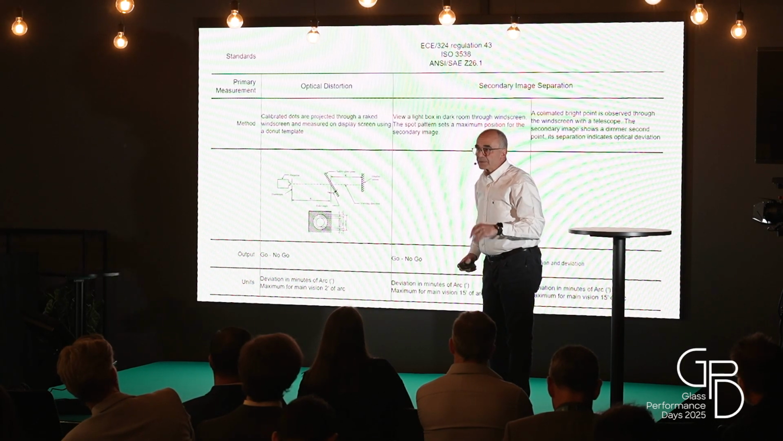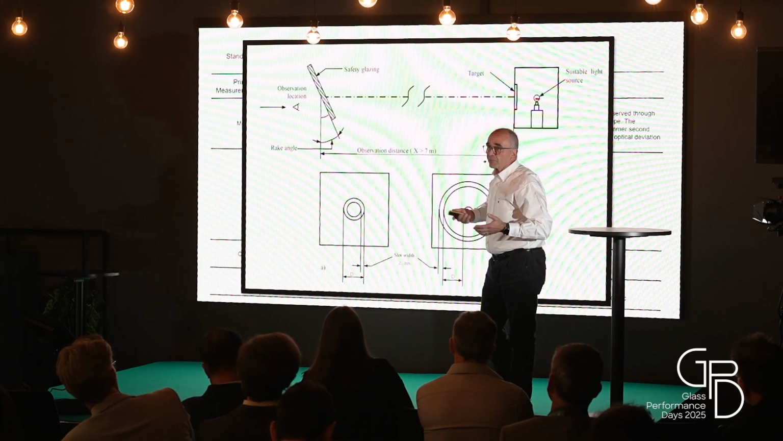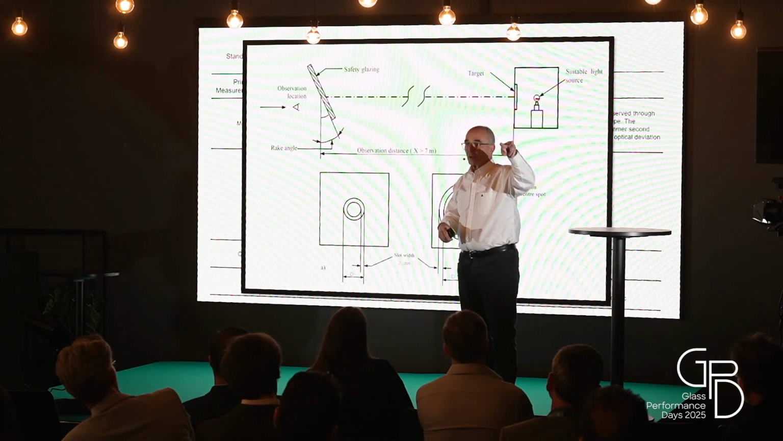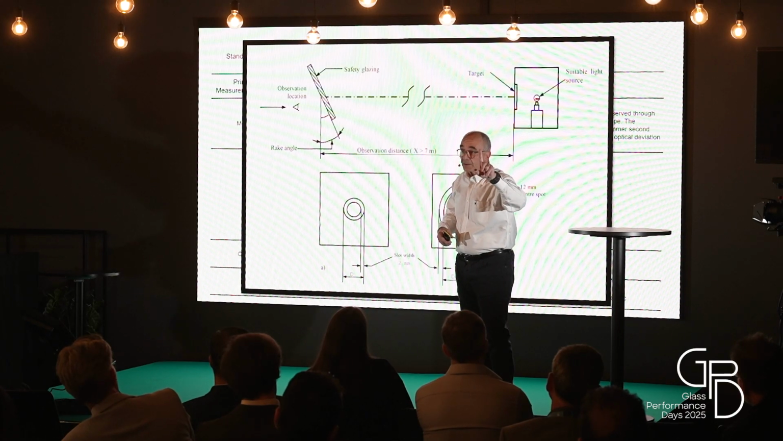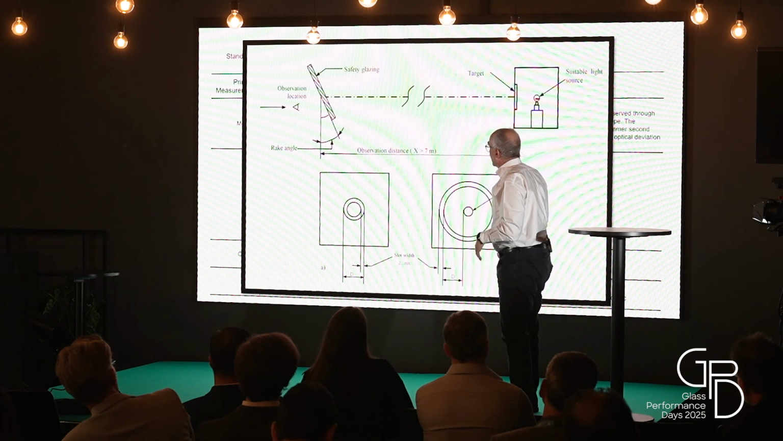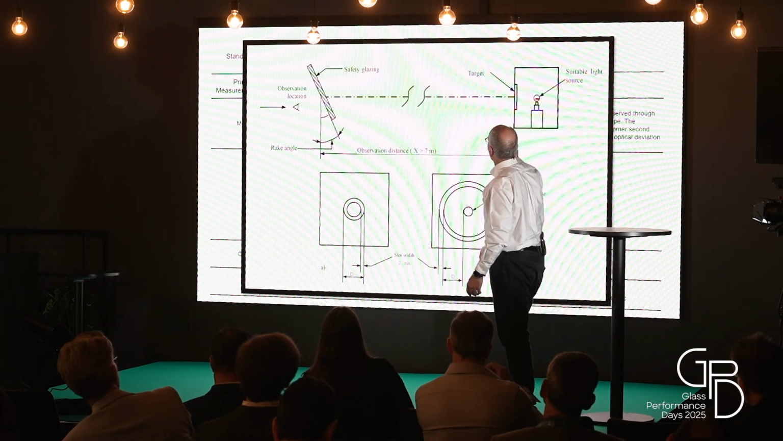So it's pretty small. Secondary image separation, that's another thing for cars. When you drive at night, you look at another car incoming. You don't want to see two cars, you want to see only one. So that's one thing that they check, and they have two means of doing it. That's the most common one, and like that.